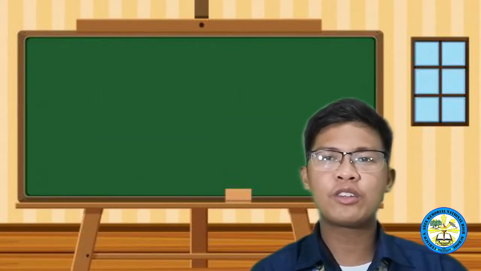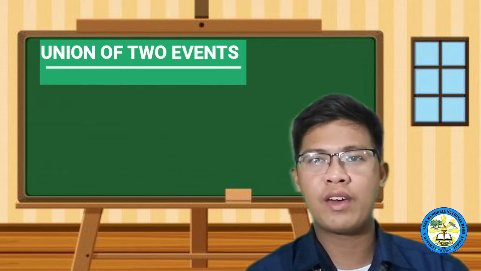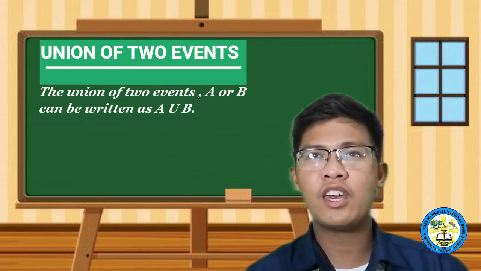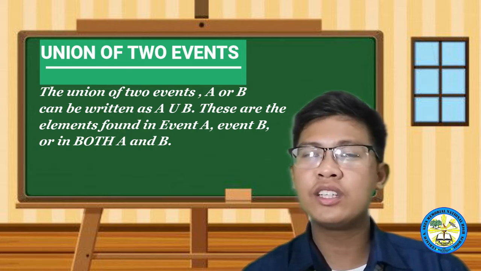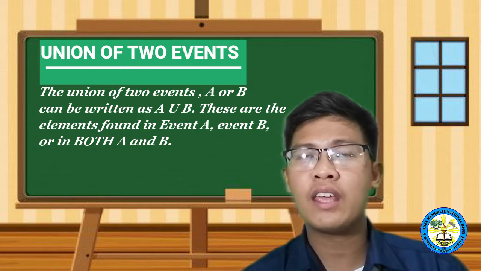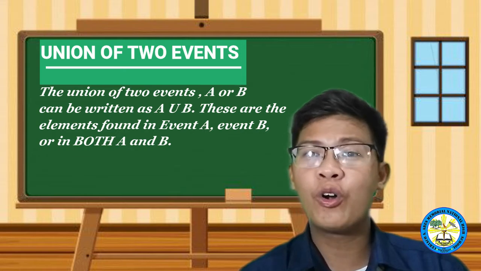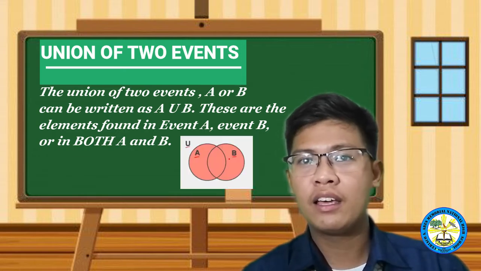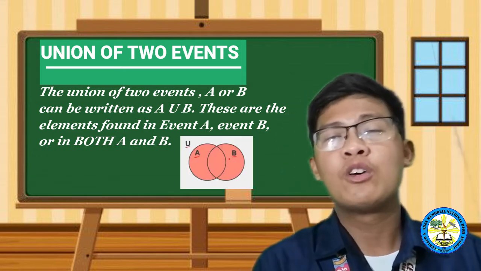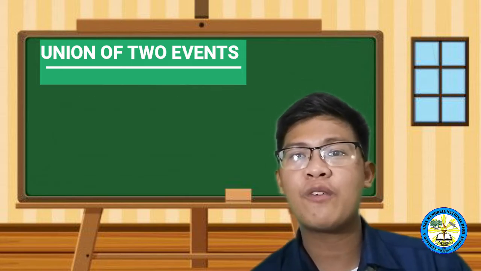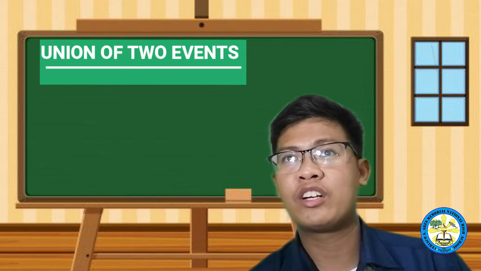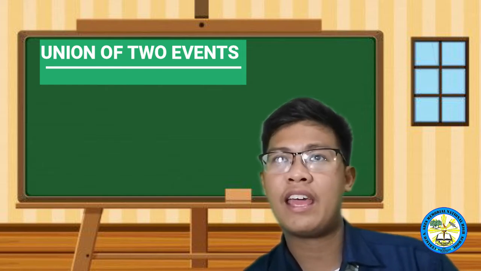Okay, so let's talk about the union of two events. The union of two events, A or B, can be written as A union B. These are the elements found in event A, event B, or in both A and B. Let's differentiate: when we say union, it is all the elements that we can see in the given events, whether in A or B or in both A and B.